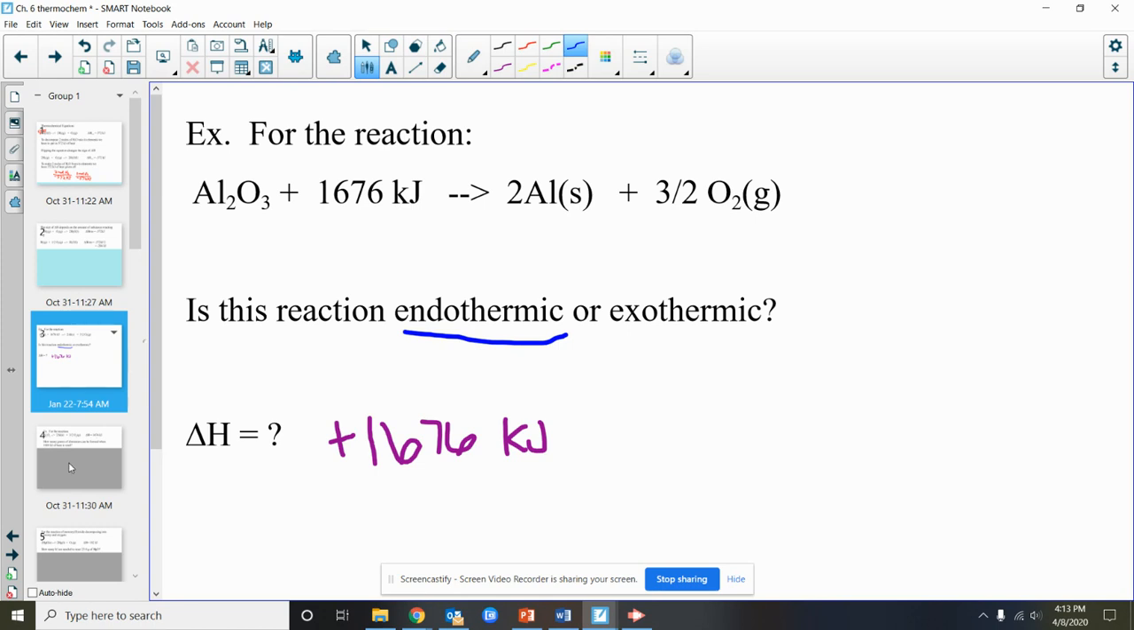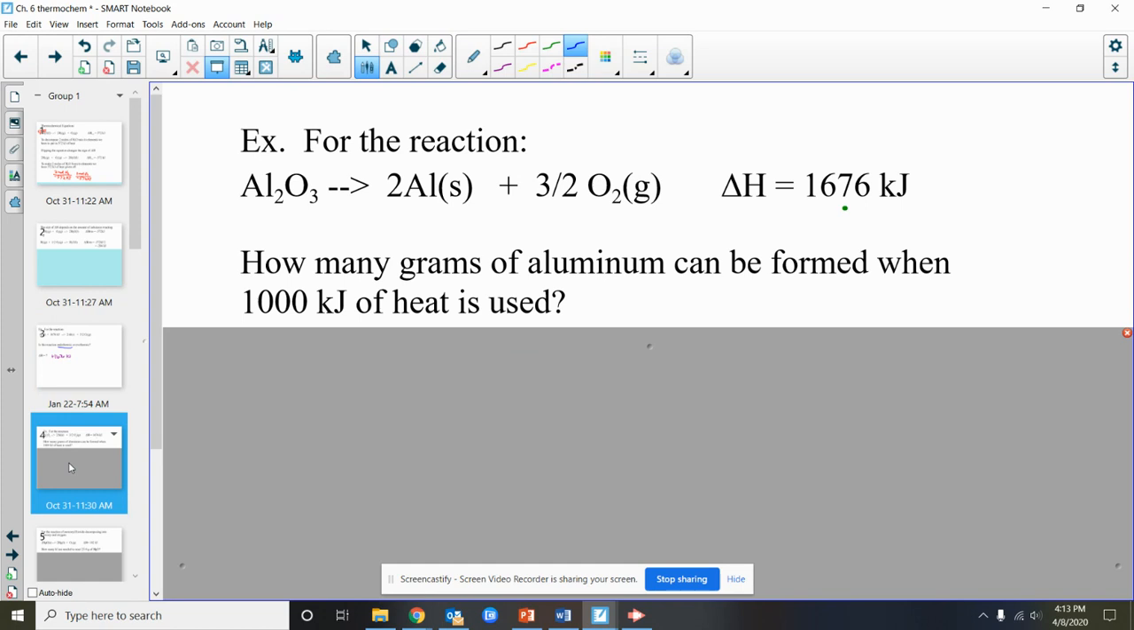So we're going to use equations to set up ratios, similar to what we did with stoichiometry and mole ratios. So if you look at this reaction, same one I just had, it's asking for how many grams of aluminum can be formed when 1,000 kilojoules of heat is used. So again, you want to look at the information the problem is giving you, and what it's asking you to actually find here. In this case, it's giving me 1,000 kilojoules of heat, and it's saying, if I give you 1,000 kilojoules of heat, how many grams of aluminum can I form?